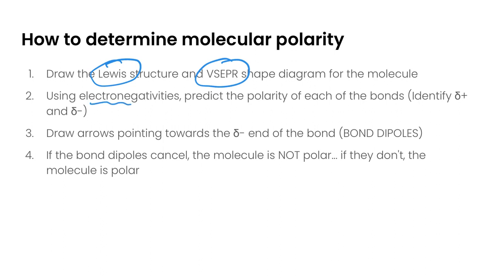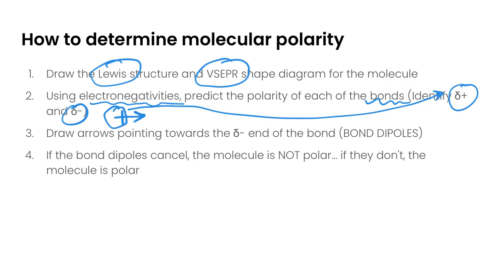We're going to use electronegativities and we're going to draw in each of the bond dipoles. So we can use the delta plus, delta minus, or I would rather we draw in our bond dipoles, remembering that this end with the little tick is our delta plus end, and the other end is our delta minus end. So those are our bond dipoles. We need to know what's happening with each bond before we can predict what's happening overall in the molecule.